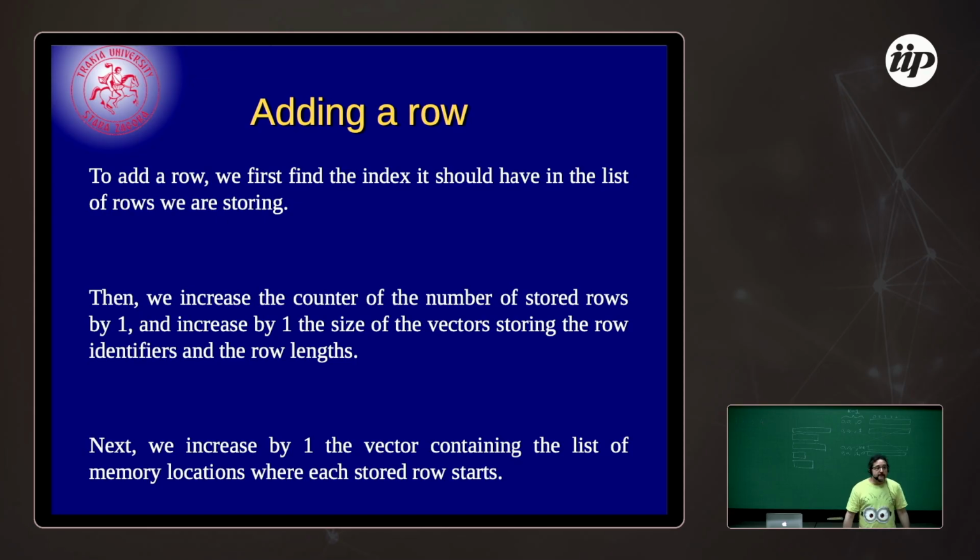Well, the first thing is we are adding a row. So remember, there is the counter, the very first element of the data structure. How many rows are we storing? You take that and you increase it by 1. If we had 5 before, now we have 6.